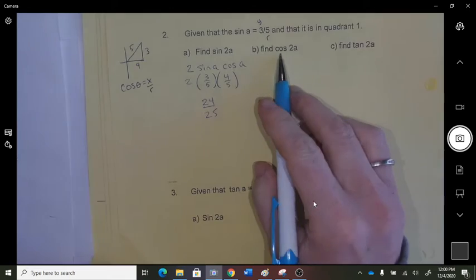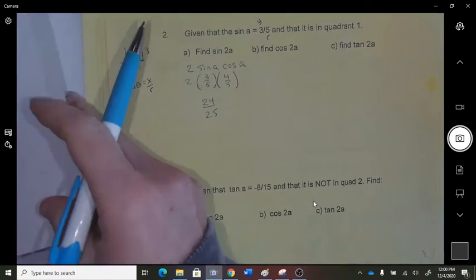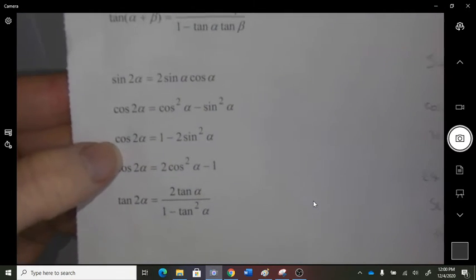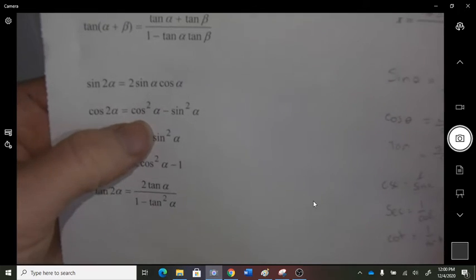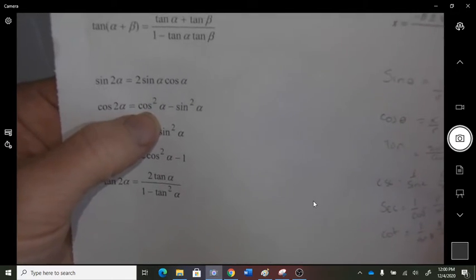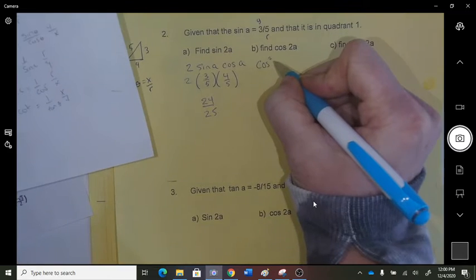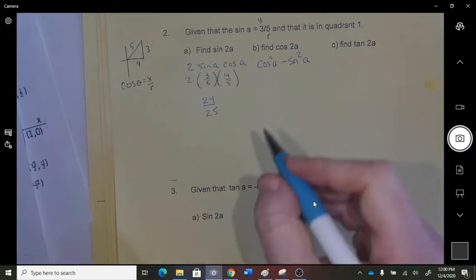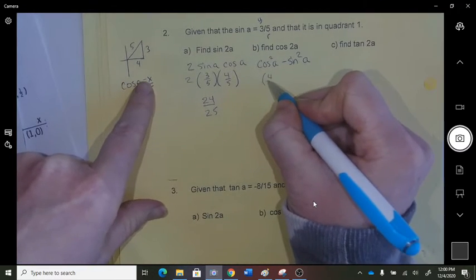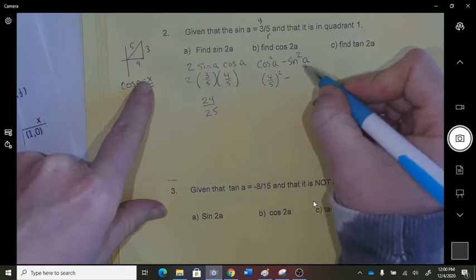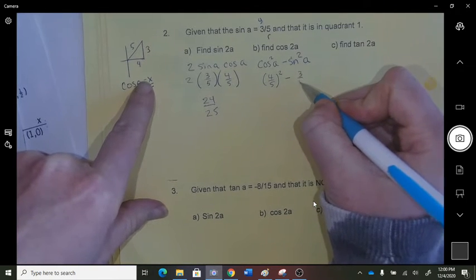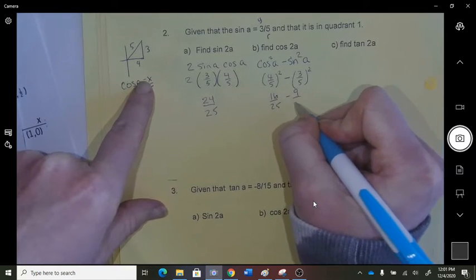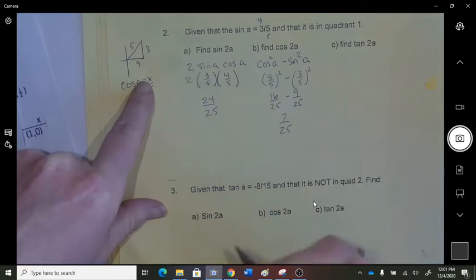So that's 24 over 25. Okay, now cos of 2a. This one's unique because there's 3 that I can pick from. And it does not matter which one you do. I'll just pick the first one. So I'm going to do the cos squared minus the sine squared. Okay, so what's the cos of a? That was 4/5, but I have to square it. And the sine of a was 3/5, but I have to square it. So 16 over 25 minus 9 over 25 makes 7 over 25.